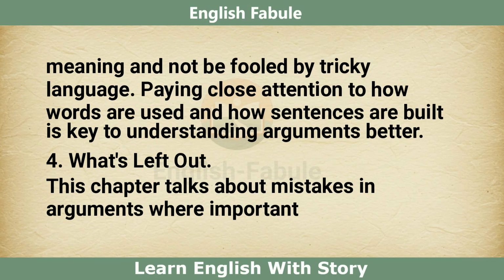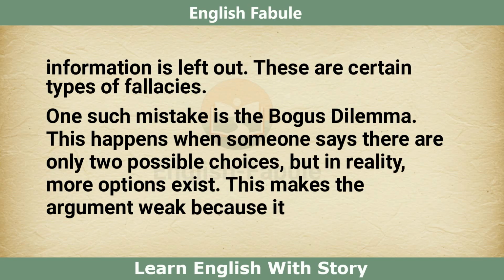4. What's left out? This chapter talks about mistakes in arguments where important information is left out. These are certain types of fallacies.